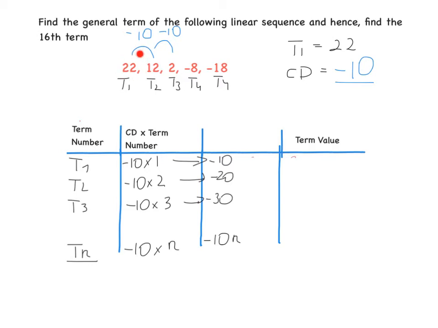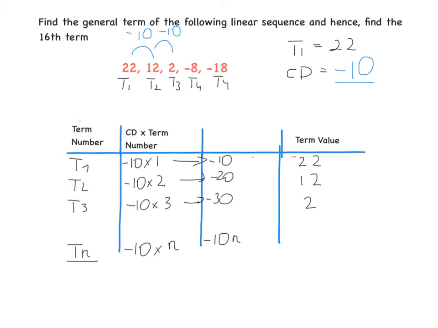The first term is 22. The second term is 12. Third, 2, and so on, okay? So these are values. So the first value is 22. The second value is 12. The next one, 2. Okay, we don't know Tn yet. And now, what do we need to do? You need to ask yourself, looking at these numbers, what do you need to do to minus 10 to get 22? What do you need to do to minus 20 to get 12? What do you need to do to minus 30 to get 2, okay?